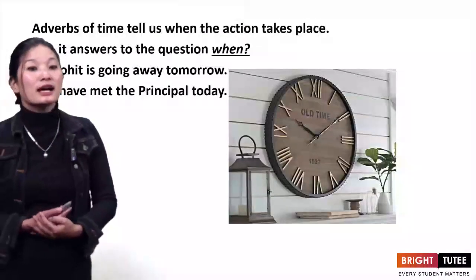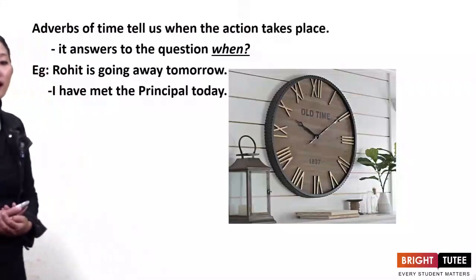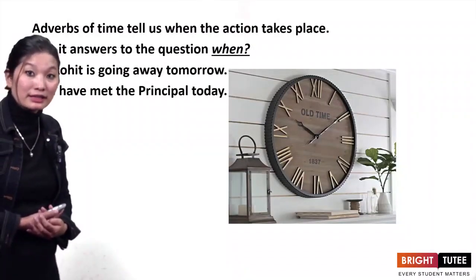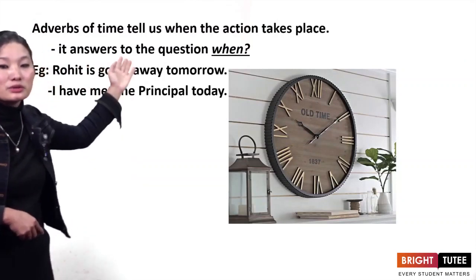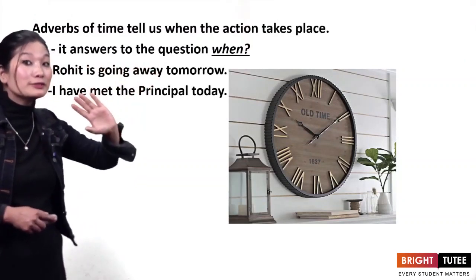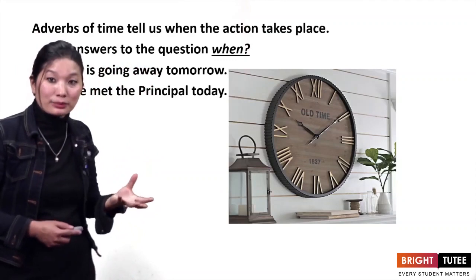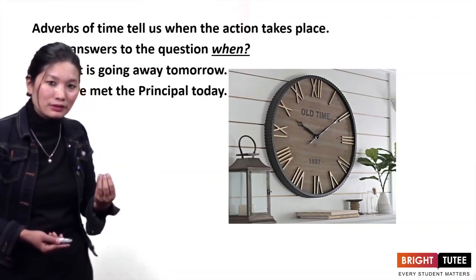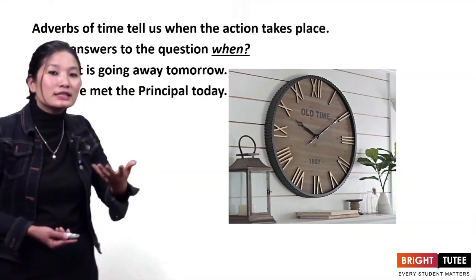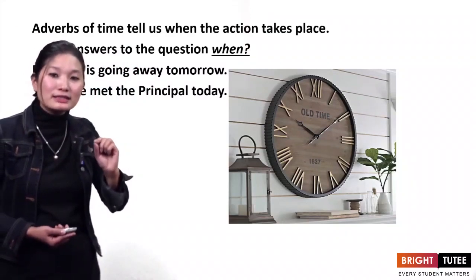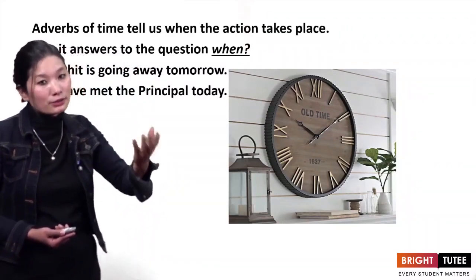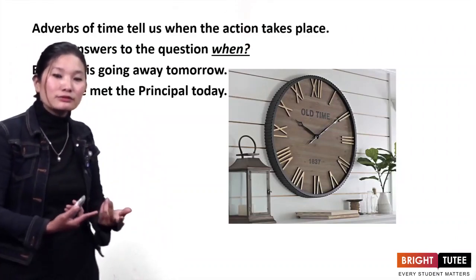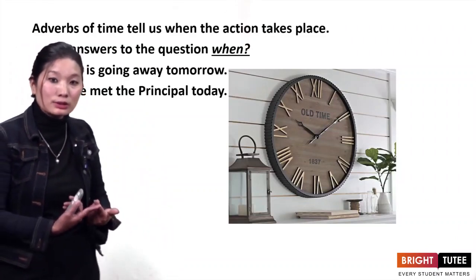The next is adverbs of time. Adverbs of time tell us when the action takes place. Again, action here. It will tell you the time, right? It answers the question when. Even after you make out that it's an adverb, talking about the verb, okay? Sometimes you may find it difficult to say whether it's an adverb of time, adverb of place, adverb of manner, adverb of frequency, and so on.